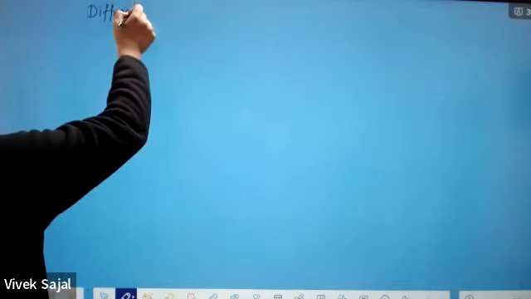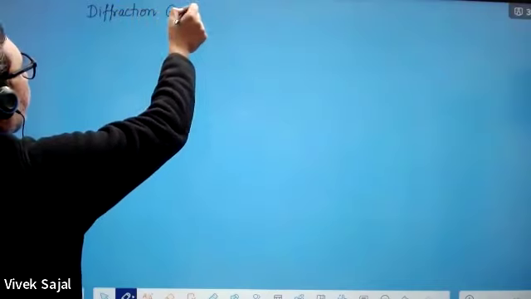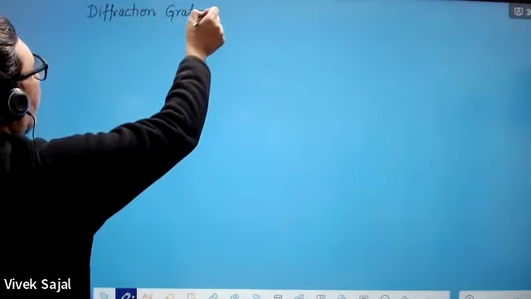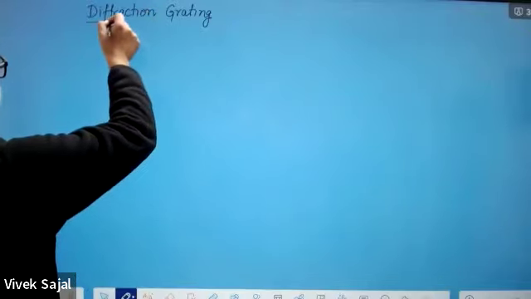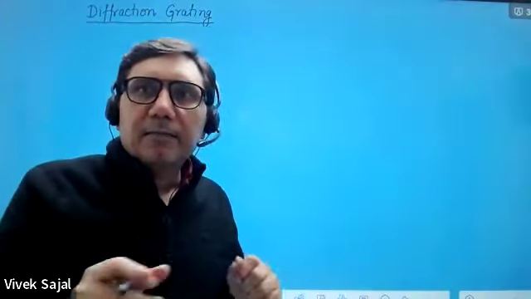Diffraction grating. What is the meaning of diffraction grating? Basically, a diffraction grating is a combination of n number of parallel slits.